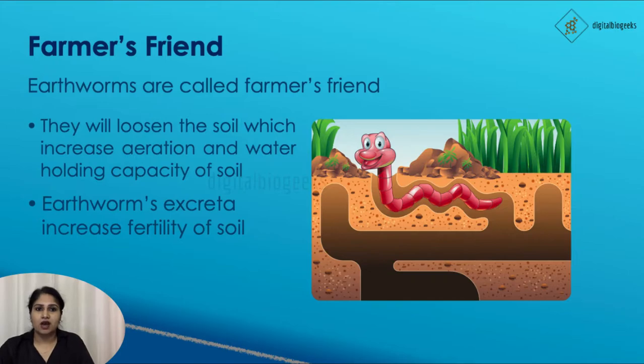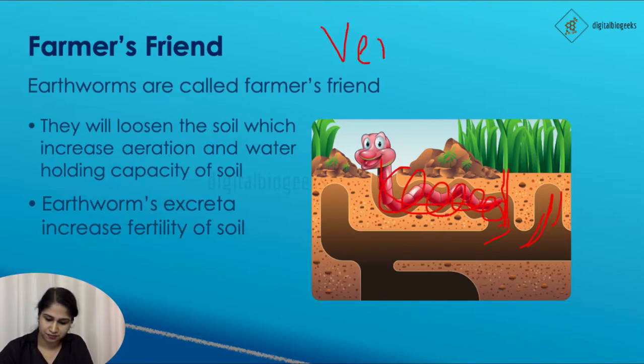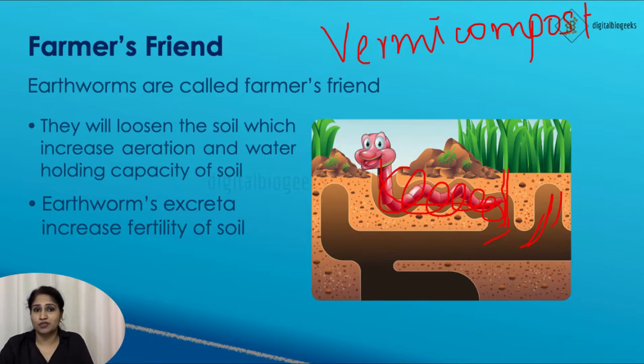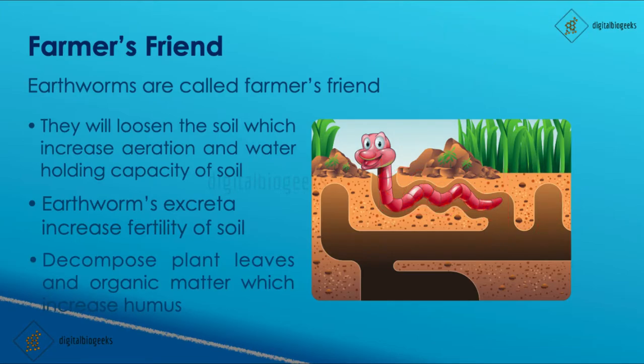Now the excreta of these earthworms will increase the soil fertility. These earthworms decompose plant leaves and other organic matter and convert it into vermicompost. This vermicompost will increase the amount of humus in soil. Humus is nothing but the organic substance we get after the decomposition of plant remains. And this humus will be absorbed by plants and it will increase the growth of plants.